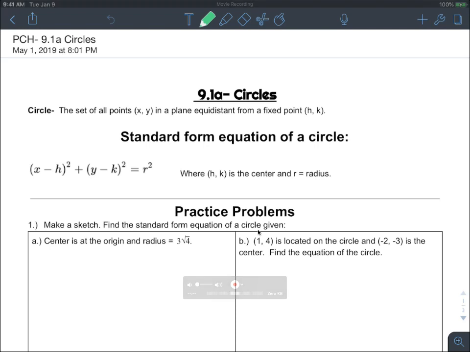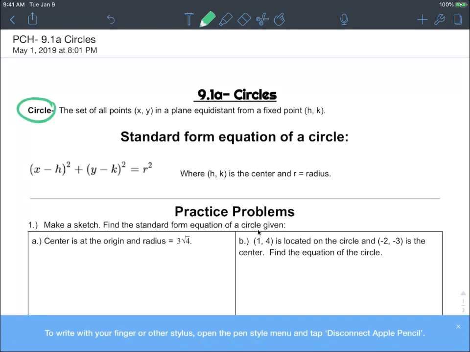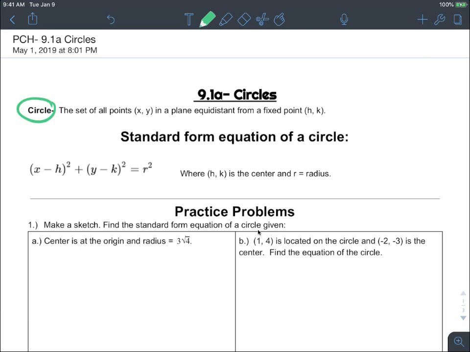Today we're going to look at circles, so the geometric definition of a circle. What you need to know is that the definition of a circle is the set of points that are equidistant from a fixed point h, k, so the center. We know that from, I don't know, Math 1 maybe: (x minus h) squared plus (y minus k) squared is equal to r squared.